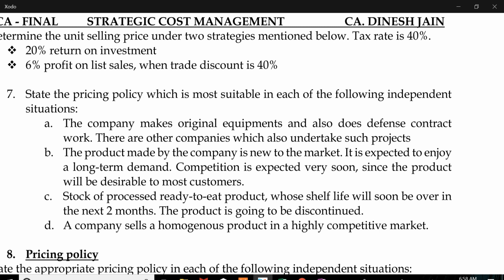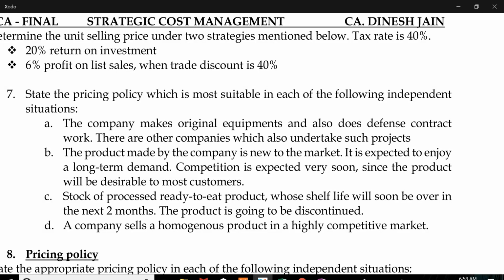The product made by the company is new to the market. It is expected to enjoy a long-term demand. Competition is expected very soon, since the product will be desirable to most customers. What pricing strategy?